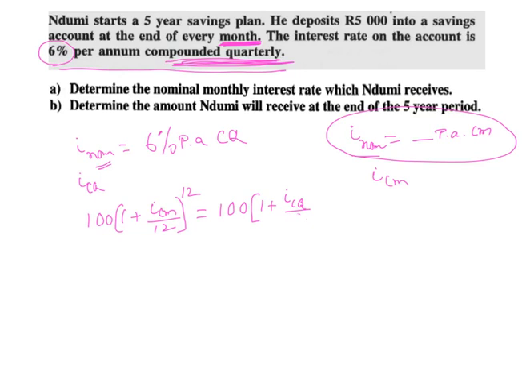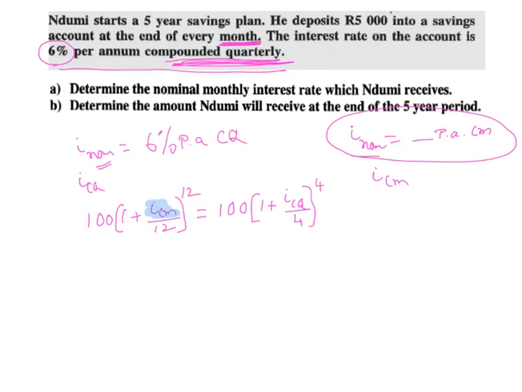Now this is compounded quarterly, therefore I must divide by 4, so 4 to the power of 4. This is the compound interest amount for 100 rands after 1 year, and this is the amount after 12 months using monthly compounding. This is compounded monthly, this is compounded quarterly. The amount must be the same. So now my purpose is to find this nominal rate of interest.